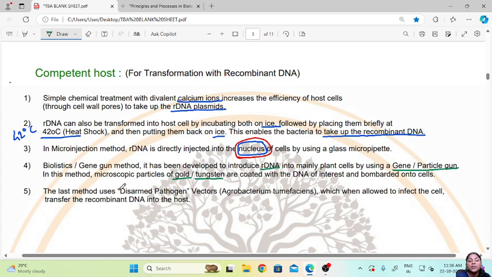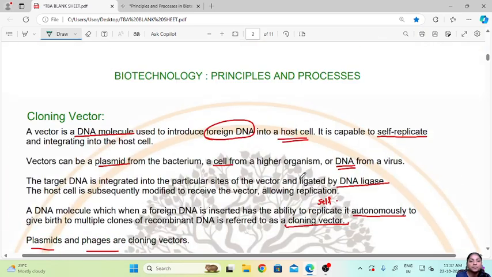Then the last method uses disarmed pathogens. In this, the pathogens are disarmed and they are used as vectors. So they are weakened, and an example is Agrobacterium tumefaciens, which, when allowed to infect the cell, will transfer the recombinant DNA into the host cell. So this is how the transformation of recombinant DNA into the host cell, or competent host, is done.